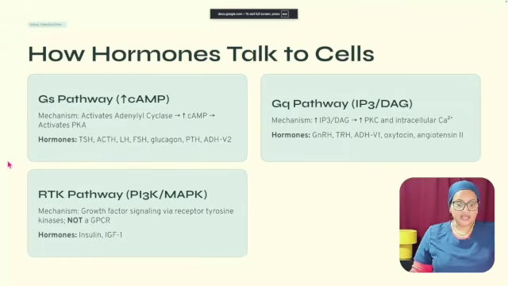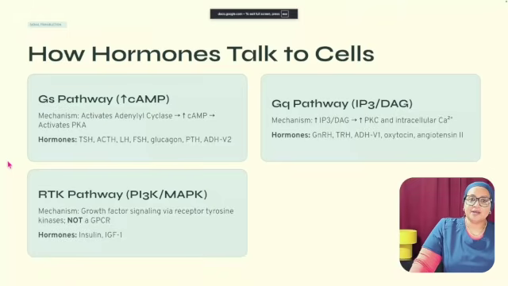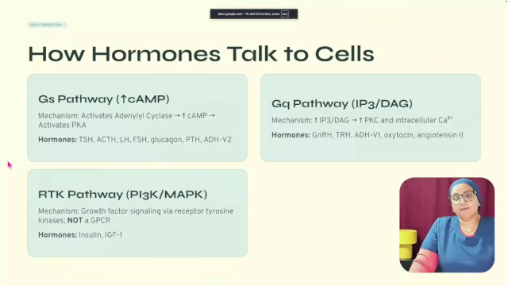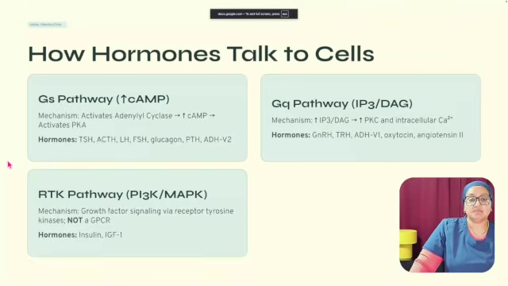The third pathway is called the RTK pathway. This is the pathway that's utilized by insulin and insulin growth factor 1. They bind to these receptor tyrosine kinases, and the receptor itself has enzymatic activity. So the configuration change will result in the receptor morphing into an enzyme. So it phosphorylates tyrosine residues on itself and on downstream substrates. This activates PI3K and MAPK cascades, mediating glucose uptake, protein synthesis, and cell growth.